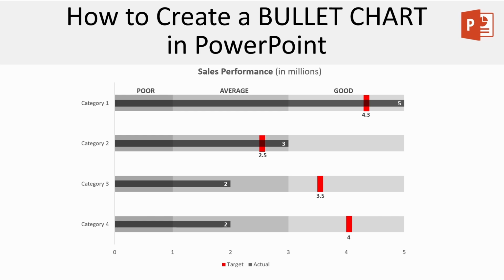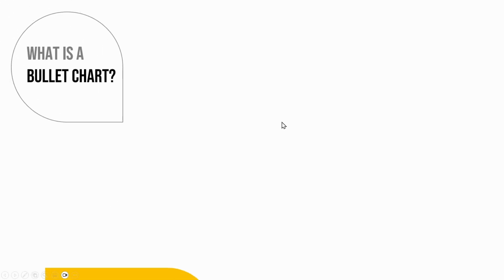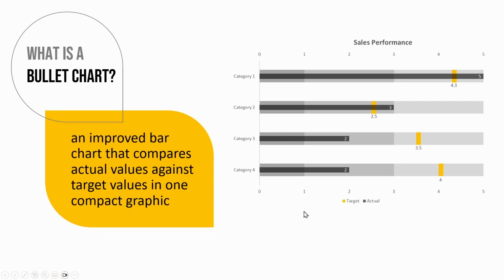Hi everyone, in this video we will look at how to create a bullet chart in PowerPoint. First, what is a bullet chart? A bullet chart is basically an improved version of a bar chart that compares actual values to target values.